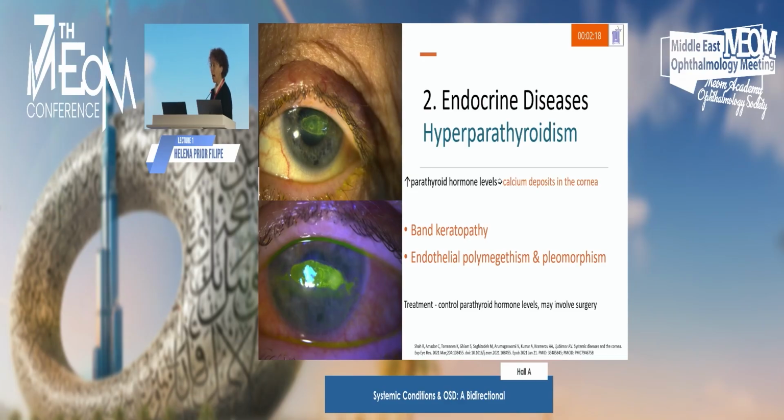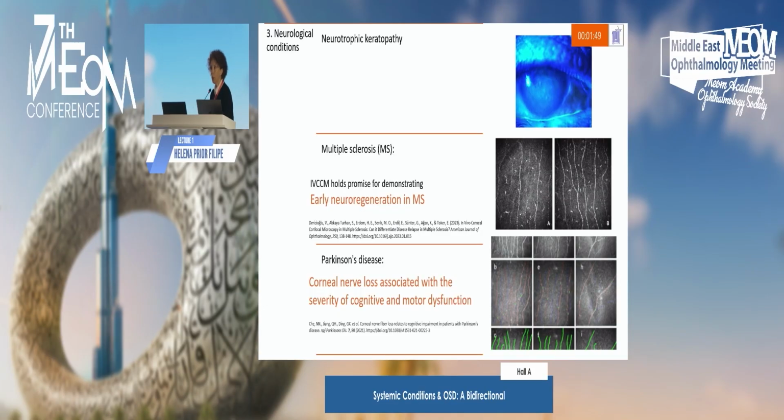The other one is hyperparathyroidism, which is characterized by band keratopathy and endothelial polymegathism and pleomorphism. Just a word for this disease, which can also be present when we see a band keratopathy, and it is worth at least approaching in our history with the patient whether there is any risk factor for this, and it can be cured if tackled specifically.